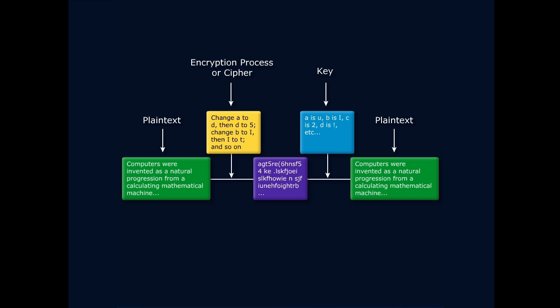Now, at our wireless access point, or at the other end, we have a key. And this key has the solution. It can solve that cipher that we put in play. So A is to U, B is to I, C is to 2. So it goes through this process, deciphers it, and then on the other end, that message is now back in plain text: computers were invented as a natural progression from that. We get the whole message.